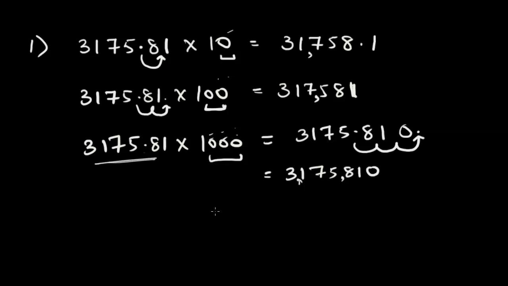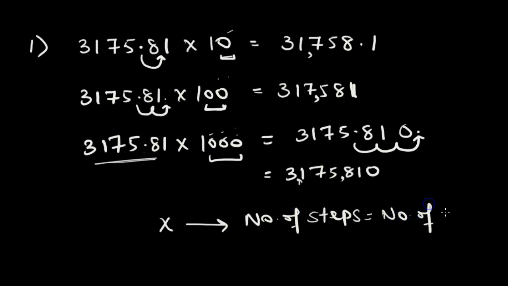Therefore, we conclude here that if we have to multiply a given decimal number with tens, hundreds, thousands, or maybe more than that, 10,000 and so on, then we have to count the number of zeros, and the number of zeros will equal the number of places that you will move the decimal to the right side. So we always move towards right for multiplication, and the number of steps that we move right is equal to the number of zeros that we have.